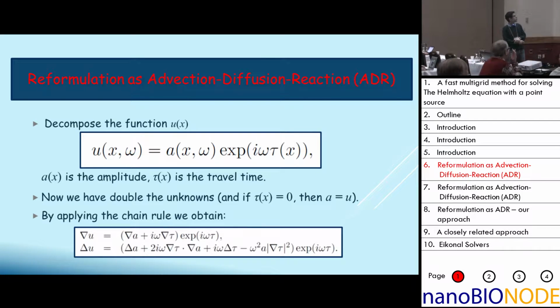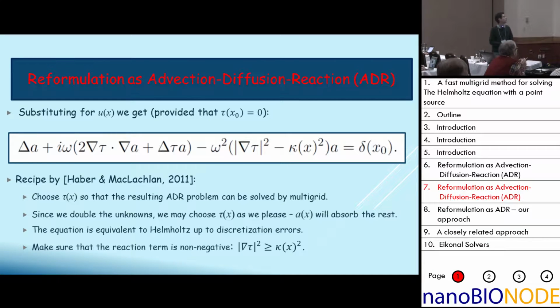Now we apply the chain rule for u, so we take the gradient and the Laplacian of u with respect to x and put it all in the equation, and we get this advection reaction diffusion equation for the amplitude basically. So the recipe by Haber and MacLachlan said, choose tau as you please. The resulting ADR problem can be solved by multigrid. And since we double the unknowns, we can choose tau as we please. A, the amplitude, will absorb the rest and give us an equivalent solution.